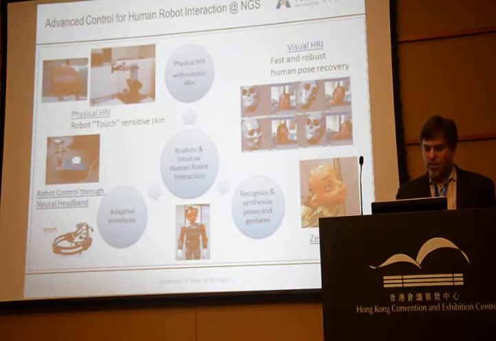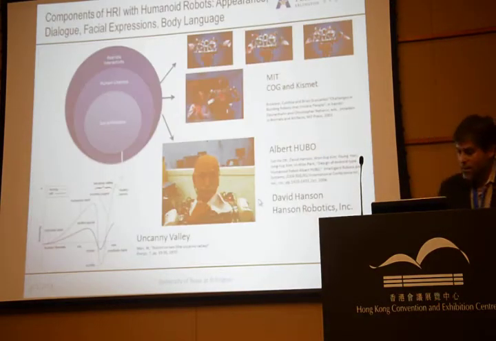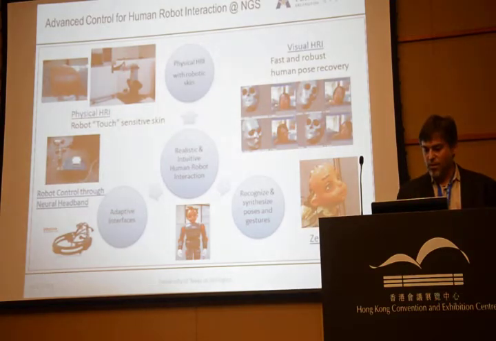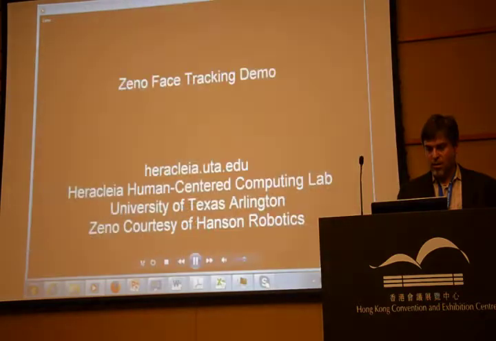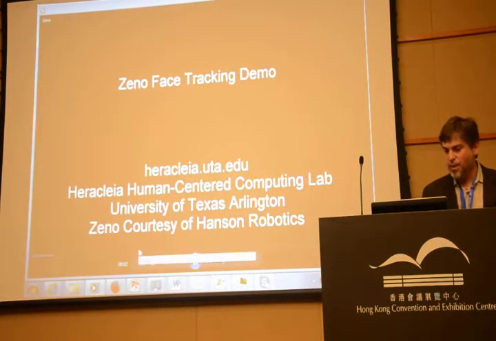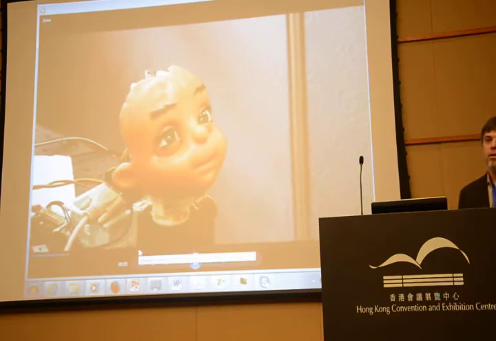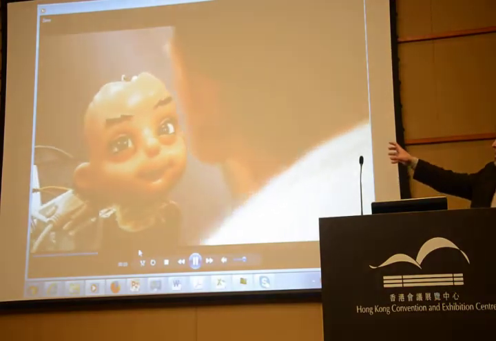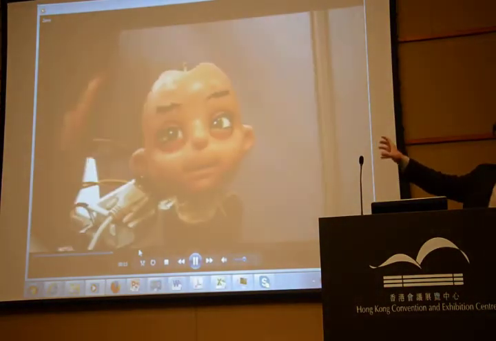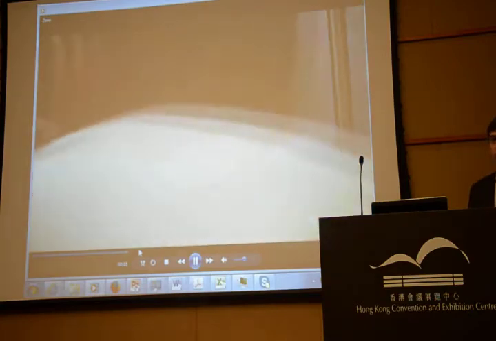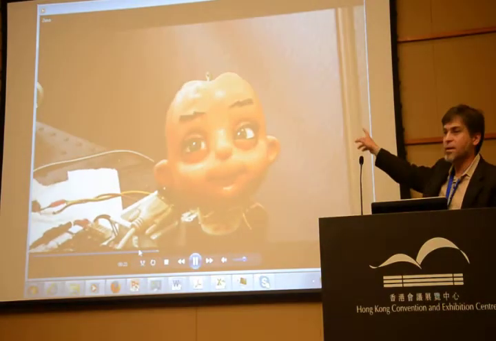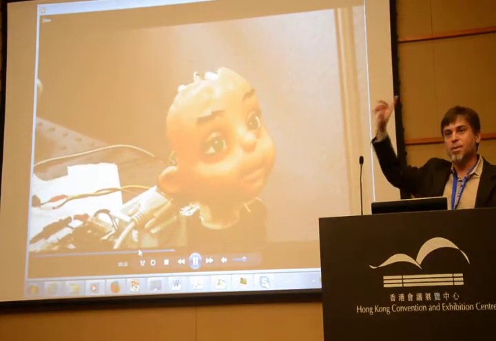Another topic which I'm going to talk about today is interacting with the robot by recognizing different poses and gestures and then synthesizing them. We've done quite a bit of work with Zeno, looking at simple behaviors like face tracking and motion control of the neck and eye motion together so that the interaction appears realistic. Here you see a problem with saliency. The robot was tracking one person, and there's another person in front of you.